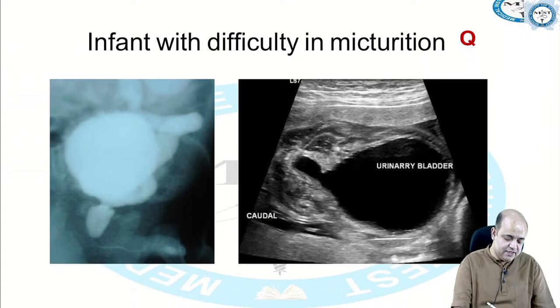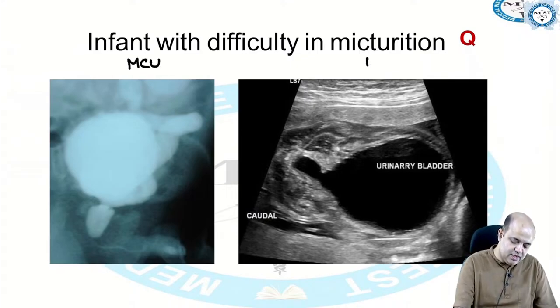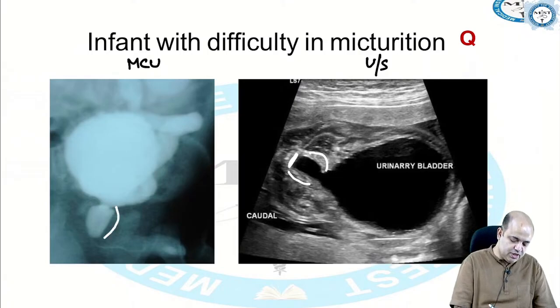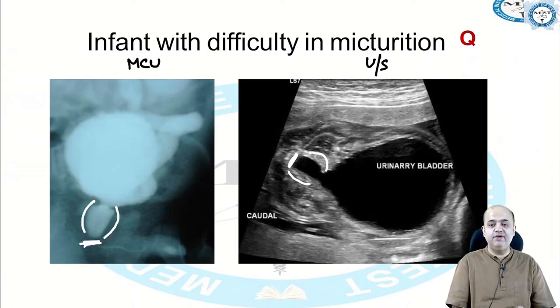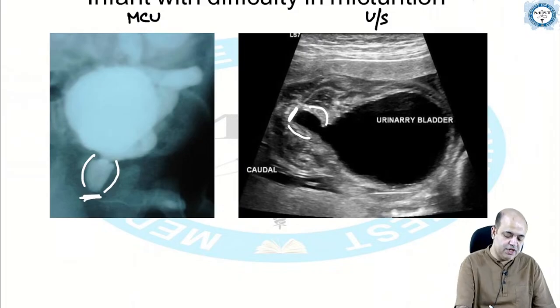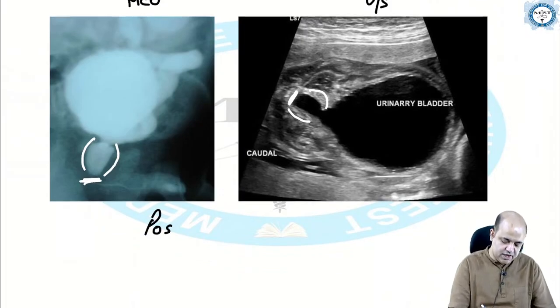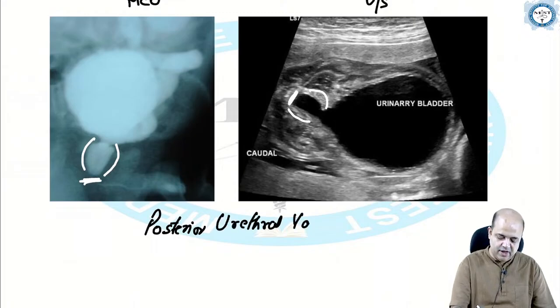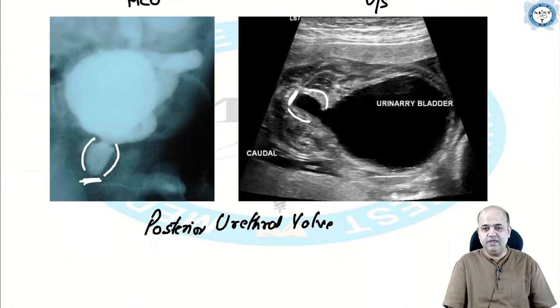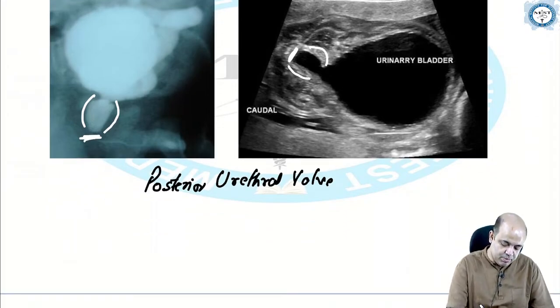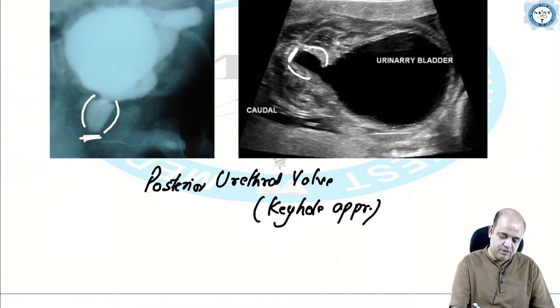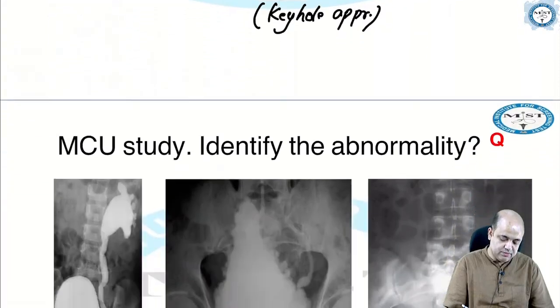And what is the investigation? This is the MCU study and this is the ultrasound. And what do we see? We see that the posterior urethra is dilated and there is a valve-like structure. This is indicative of the posterior urethral valve, and this sign is called the keyhole appearance.